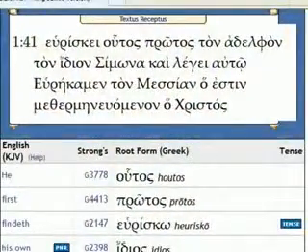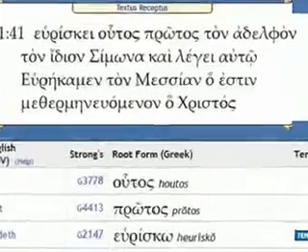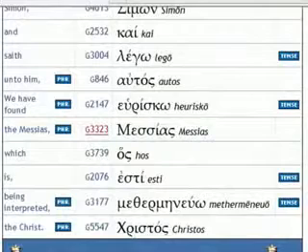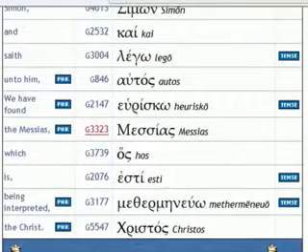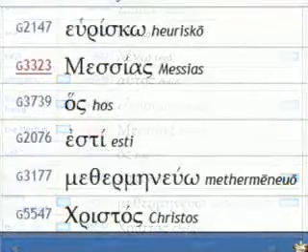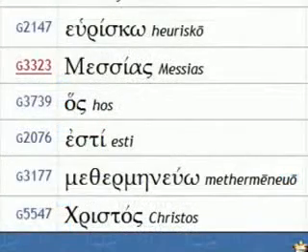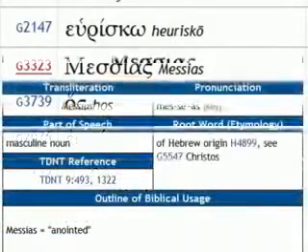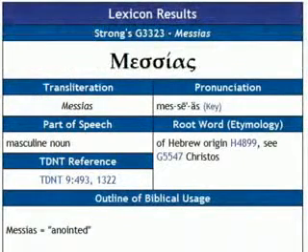Now, as we look into the Greek, we see the word Messias, Messias here, which is being interpreted, the Christ. In other words, the Messiah, which is being interpreted, the Christ. Now, this is G3323. So let's go into the G3323 for a moment and look at Messias.